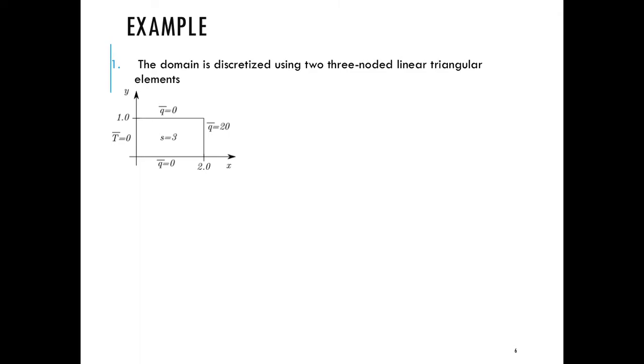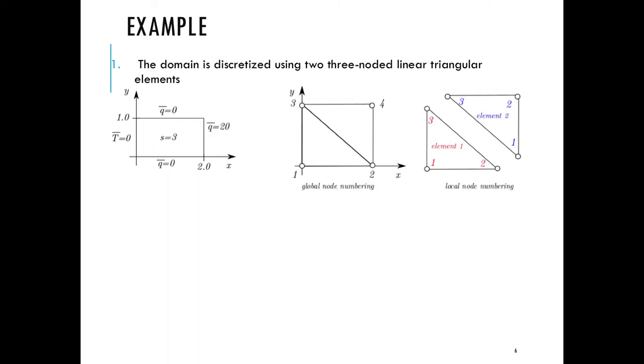So let's consider that we discretize our domain using 2 3-noded linear triangular elements, such that we take our elements in this configuration. We take the first element to be going from node 1 to 2 here, and then node 3 up here. Then our second element goes through these global nodes 2, 4 and 3. Separating them out, I could also draw them like so. So this is element 1 and this is element 2.